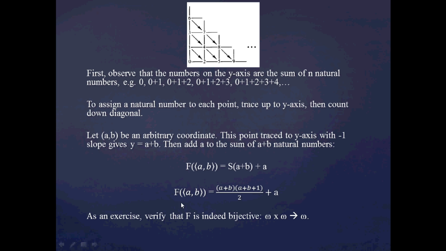And it turns out that this function f is indeed a bijection between omega times omega and omega. As an exercise, I encourage you to work through the symbols to show that this function f is indeed a bijection between omega times omega and omega. That is, if I give you any arbitrary natural number, you can find me the ordered pair in omega times omega that corresponds to it, and each natural number is only mapped to one time. That is, it's one-to-one. So I encourage you to go through that as an exercise.